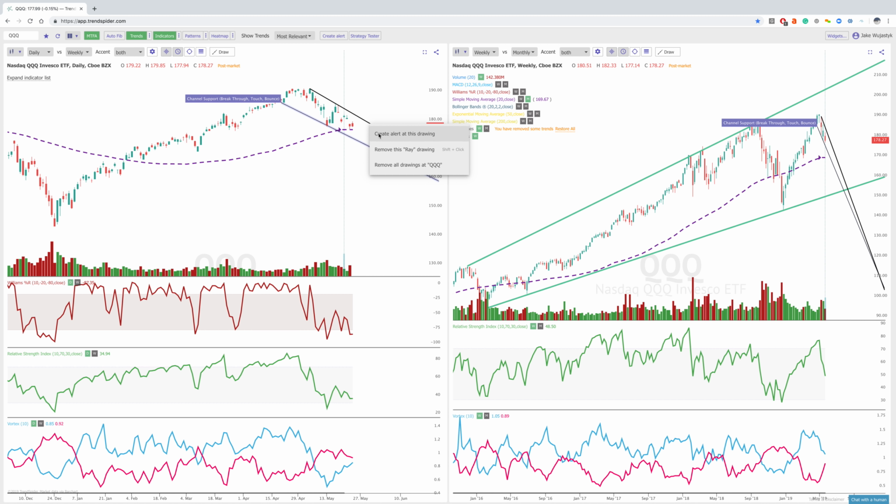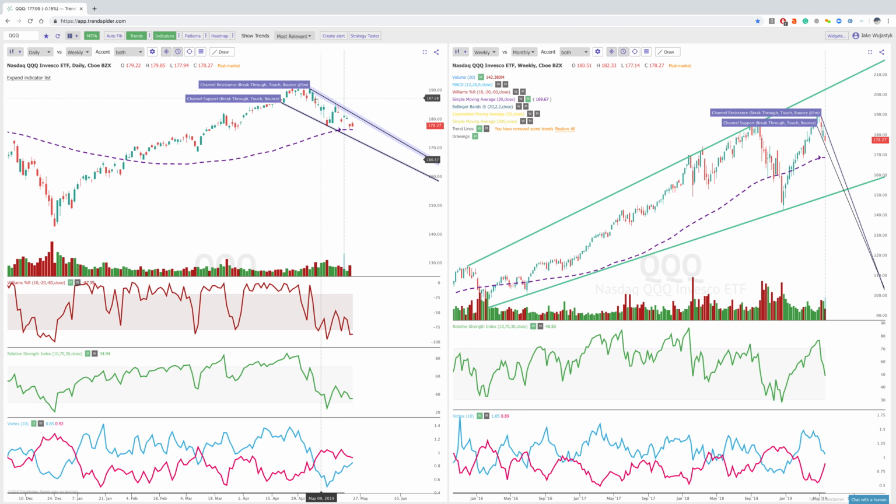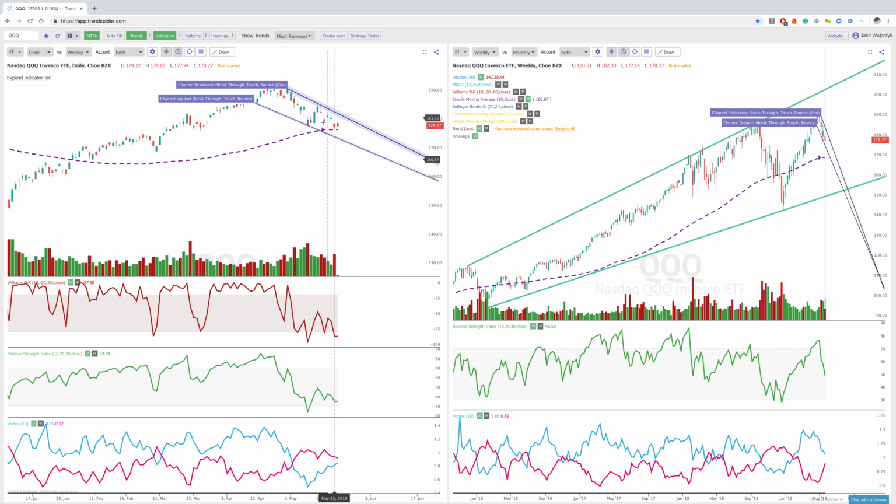So anytime this kind of channel status quo breaks down, we will be alerted, and we'll put a little more sensitivity at the top since there's been a little more volatility there, and we'll do channel resistance, expires in 30 days, create alert. So now anytime we break out of this particular channel, we will be alerted.